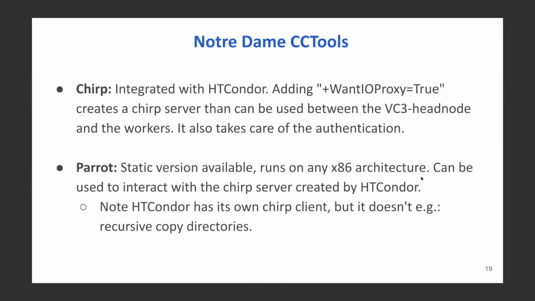The reason we chose Chirp is because in VC3, we're using Condor as the middleware for creating this virtual cluster, and Chirp is already integrated with Condor. So all you need to do, and the user doesn't do this, we do this, is add some class ad, which is WantIOProxy equals true, in the jobs. And this makes Condor create a Chirp server that can be used between the VC3 head node and the workers.